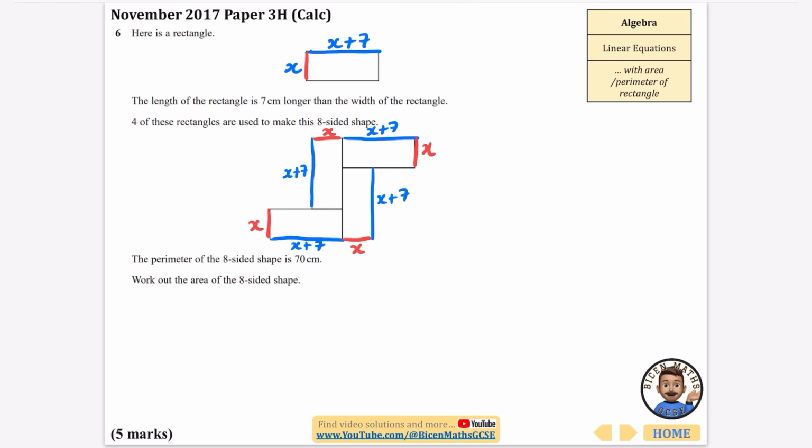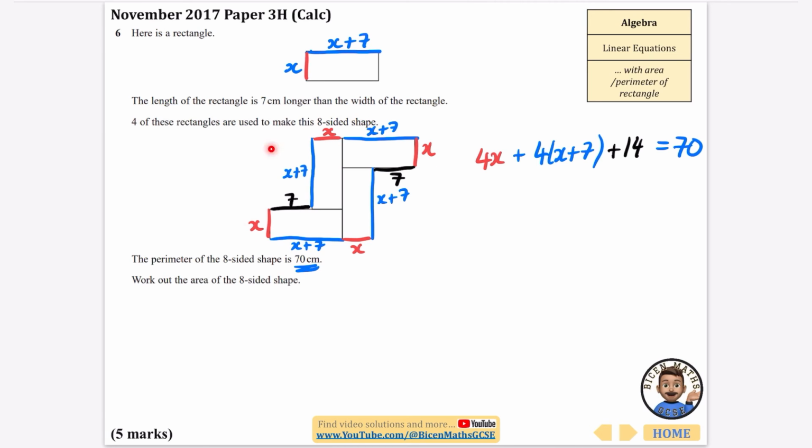Now I just need to figure out what these other parts in between are. Well, if you think about what's going on, if this whole thing is x plus 7, and this is x, this bit must be a 7. It's the 7 centimetres where the length is longer than the width. So that must be a 7, and that part there must also be a 7. So adding up all of these bits together, well, the red parts are 4x. The blue parts, well, there's 4 lots of x plus 7, and then there's 2 lots of 7, which is 14, and that is all going to be equal to the perimeter that they've said, which is 70.